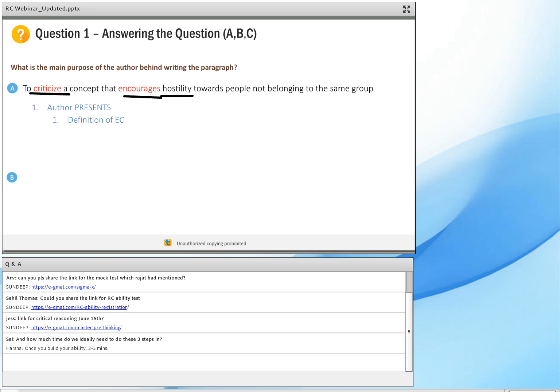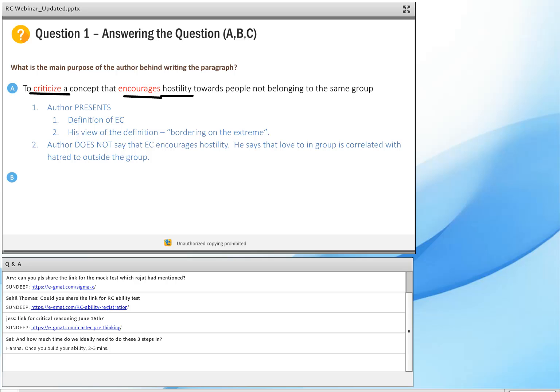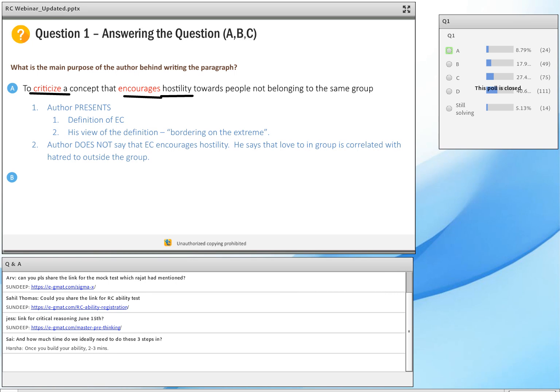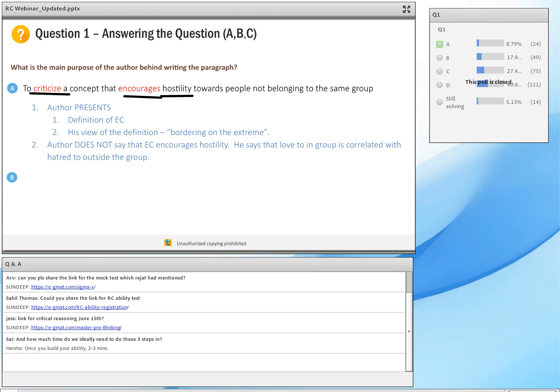All right. So in this case, the author presents a definition of EC, says his view on his definition, but he doesn't really criticize that concept over here. So the criticism is wrong. The encouraging of hostility is wrong. Why? Because there's no causal connection over here. Now let's go and bring those polls over here, and choice B, again, twice as many people chose choice B.